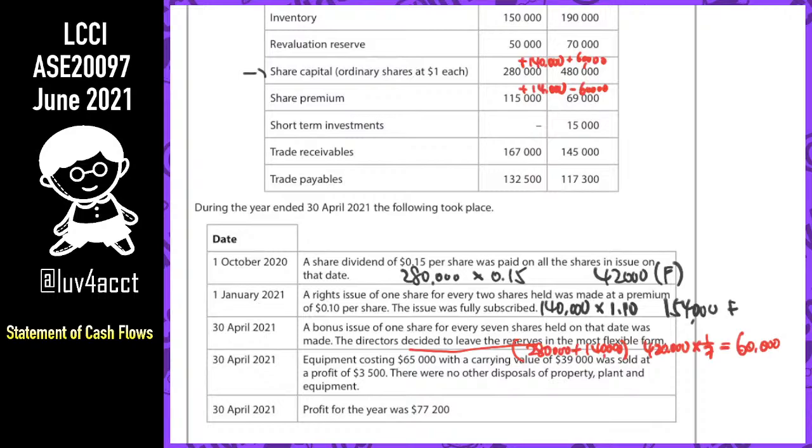Okay, next we have equipment. Disposal of equipment. So what's the problem of it? Equipment costing 65,000 with a carrying value of 39,000. Okay, carrying value, be careful.